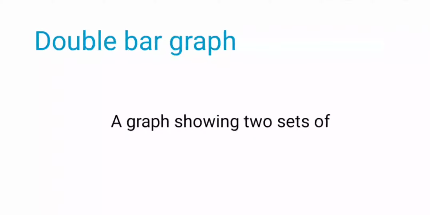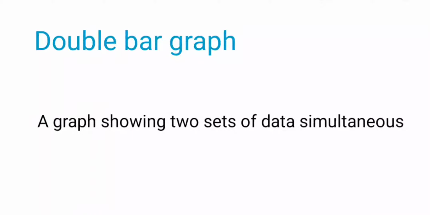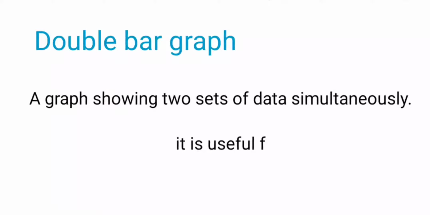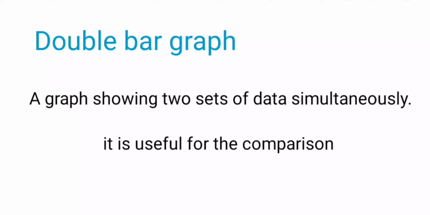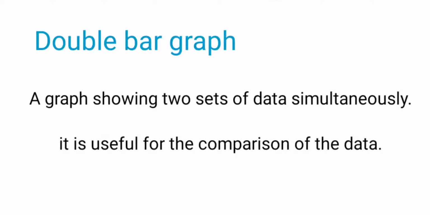Next is double bar graph. A graph showing two sets of data simultaneously, meaning a pair of data represented in one graph simultaneously. It is useful for the comparison of data. मतलब दो डाटा एक साथ एक ग्राफ में रिप्रेजेंट होगा तो उसको बोलेंगे हम डबल बार ग्राफ. Okay, two sets of data represented simultaneously is called a double bar graph.